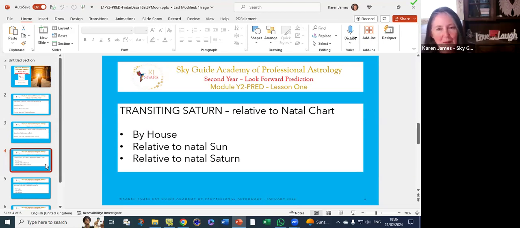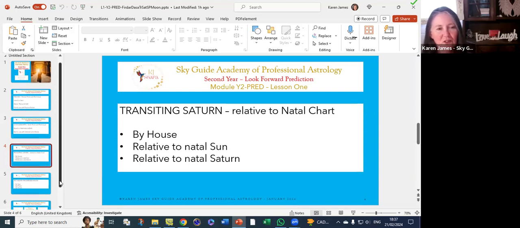So basically, this little slide is just a summary. We look at Saturn, by which house it's in. We look at Saturn relative to the natal sun of the person. We look at Saturn relative to the natal Saturn of the person. Okay. So 3 different ways of using that transiting Saturn, just to get very, very quick information and context.